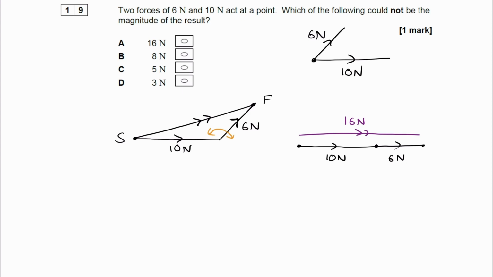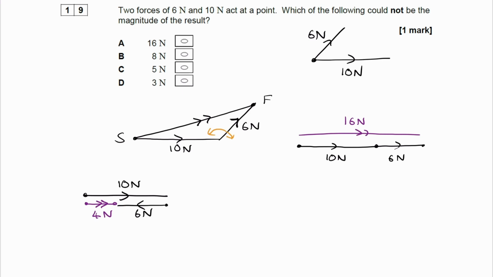The smallest would be when you bring the 6 newton force all the way back to be in the opposite direction to the 10 newton force. So that would look like this. You have your 10 newton force going towards the right, and you have your 6 newton force going directly back towards the left. So the resultant would then be the vector that connects the start to the finish. So it'd be this. That would be 4 newtons. That is the smallest that the resultant of 10 newtons and 6 newtons could be. That will be when the two cancel out as much as they possibly can.